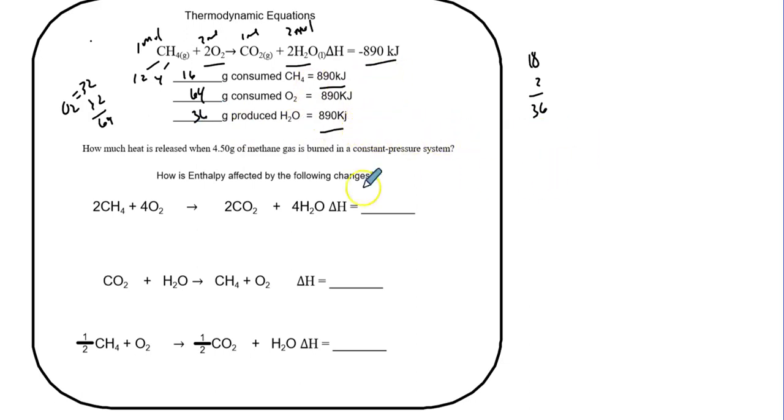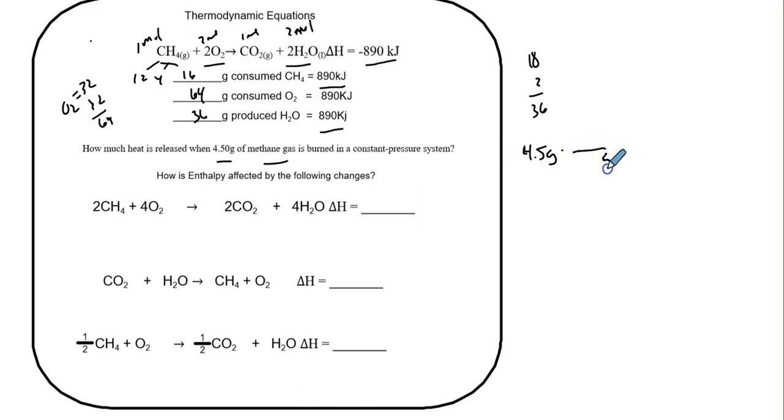So, for example, here: how much heat is released when 4.5 grams of methane is burned at constant pressure? Okay, so we're doing grams of methane. That's that one. So it's going to be 4.5 grams. Get rid of grams and go to moles. I'm going to use this. The last time I went straight to moles, but this time I'll do both versions.